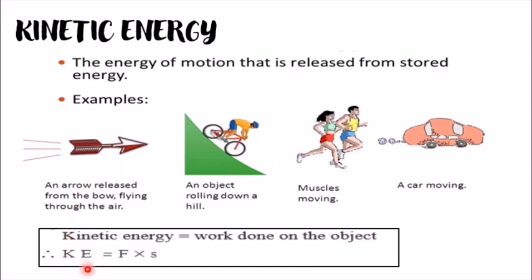The formula for kinetic energy is force into displacement. Why? Because kinetic energy is the work done on an object. So whatever work is done on a particular object, that is called the kinetic energy. So the formula for kinetic energy is force into displacement. But this is not the actual formula. This is just the idea, that kinetic energy is equal to force into displacement. The actual formula for kinetic energy, we will find in the derivation of kinetic energy.